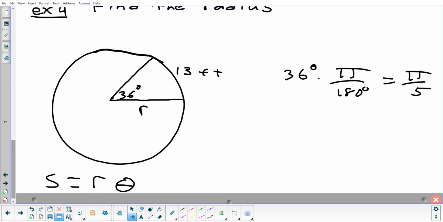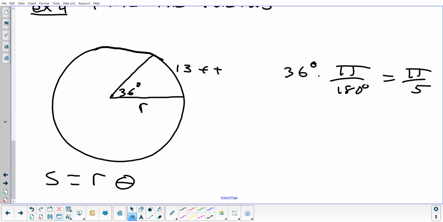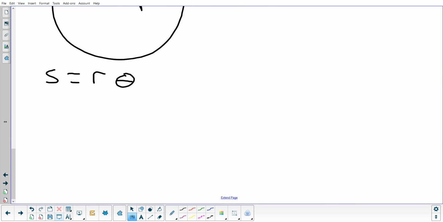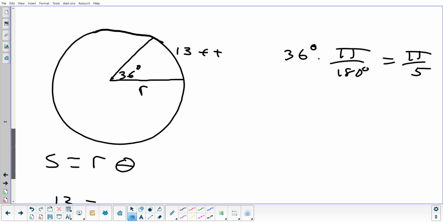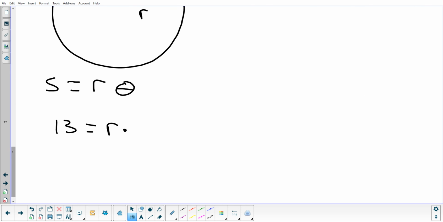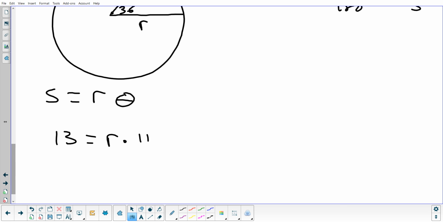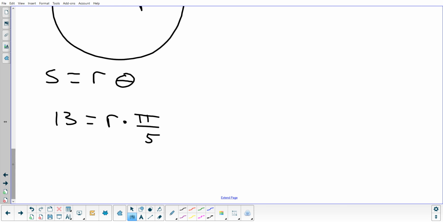How about Dylan? What else have they given me? The 13 feet. Yep, and that's going to go for which letter? S. S, good. So S equals, the directions are find R, so we don't know that, times, and my angle is pi over 5. So now we want to move this pi over 5 to the other side. You can move that exactly the same way you would solve something like this. Whenever you have a fraction in front of a variable, does anybody remember what you can multiply both sides by? And it will move the 2 and the 3 at the same time.